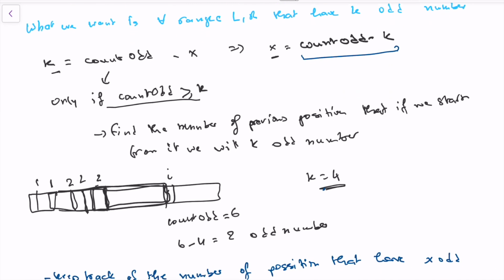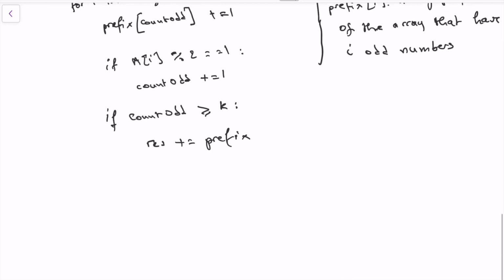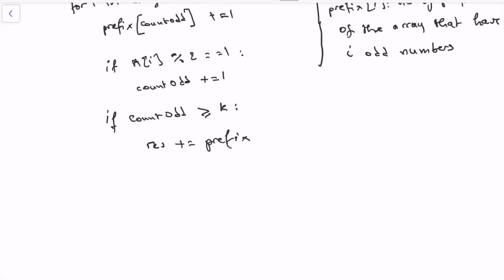So when I'm at position I, and let's say k equal to 4, and currently I have 6 odd numbers from 0 to I, I need to find all positions that have 2 odd numbers to the left. Because if I go up until 1 odd number here, I would have 5 odd numbers and not 4. And so I need all those that have 2 odd numbers, so the range from that position to I has just 4 odd numbers. And so let's call that x.